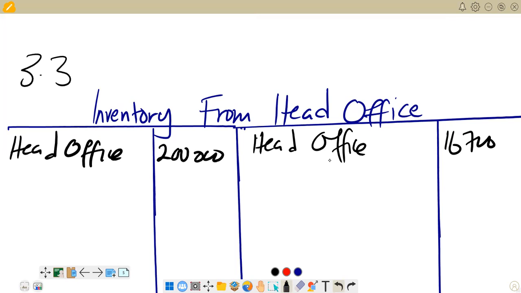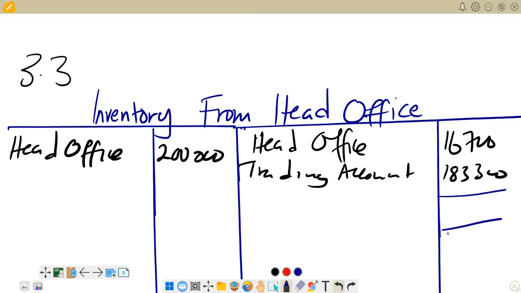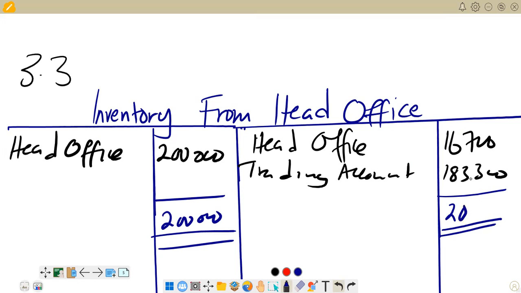So here, that's where we've got the smaller side. That's where we are going to have our trading account balance. If you subtract 200,000 minus 16,700, you get 183,300. So no balance BD, no balance CD. Then we can now put our double lines to close it. We are going to have 200,000 here. This one is the bigger side, and the debit side and the credit side have got the same total, which is 200,000.